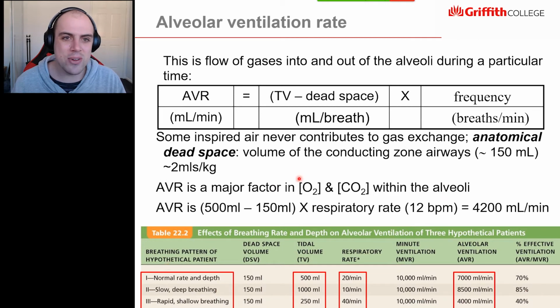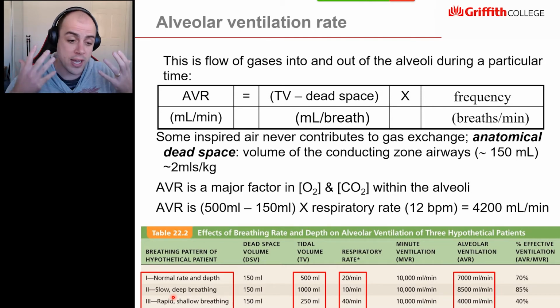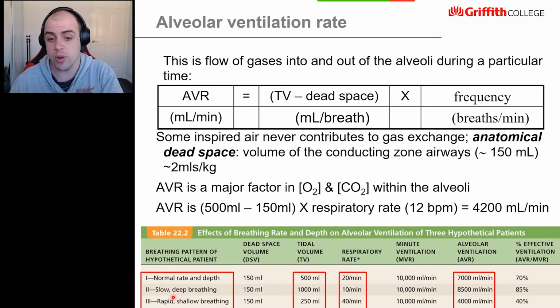Now, if we come back to looking at our alveolar ventilation rates, because of that leftover air and the anatomical dead space, we only get about 70% effective ventilation. Now, let's say I am thinking about the mid-trimester exam, and I start to freak out and have a panic attack and get super anxious, and then all of a sudden I get injured and I'm in pain and emotional and starting to panic, and I'm having this very fast, very rapid, shallow breathing.